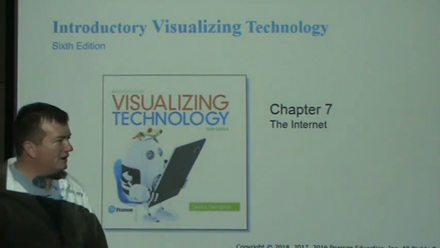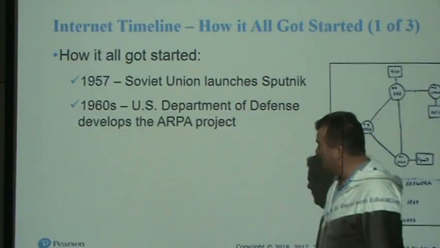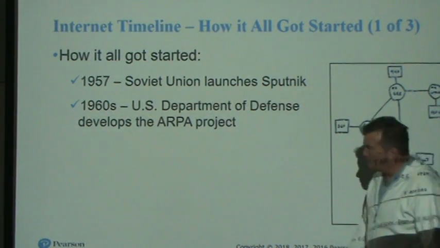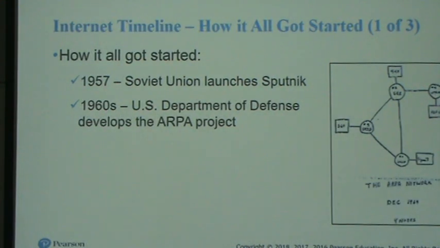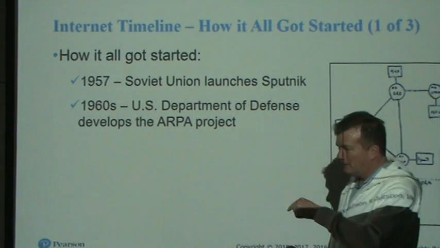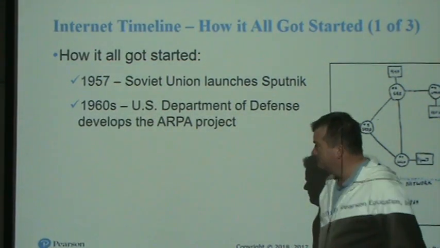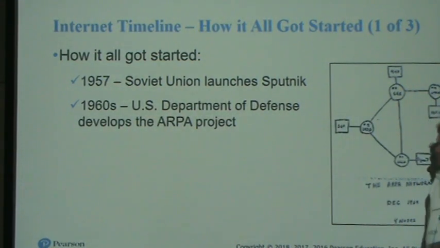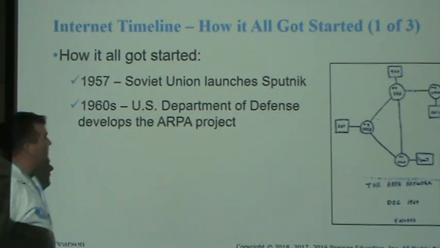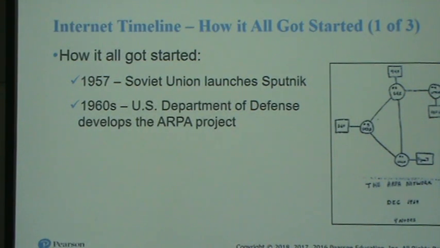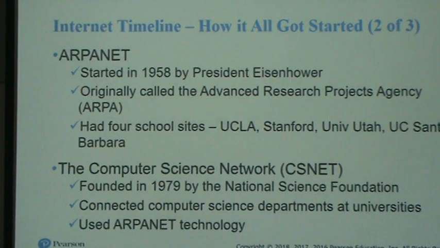Okay, so let's just talk at a high level about what the internet is. A little bit of history. This goes back to the late 50s, early 60s, the United States and the Soviet Union trying to develop a way to electronically communicate to people. The United States Department of Defense developed the ARPA project, which then went on to be the internet, effectively. The ARPANet started in 1958, if you just read about the history a little bit.